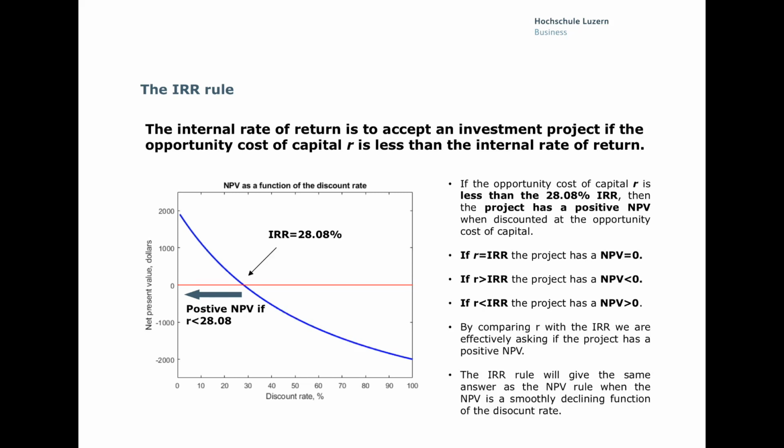By comparing the opportunity cost of capital with the IRR, we are in fact asking if the project has a positive net present value. However, it is important to note that the IRR rule only gives the same answer as the NPV rule when the NPV is a smoothly declining function of the discount rate.